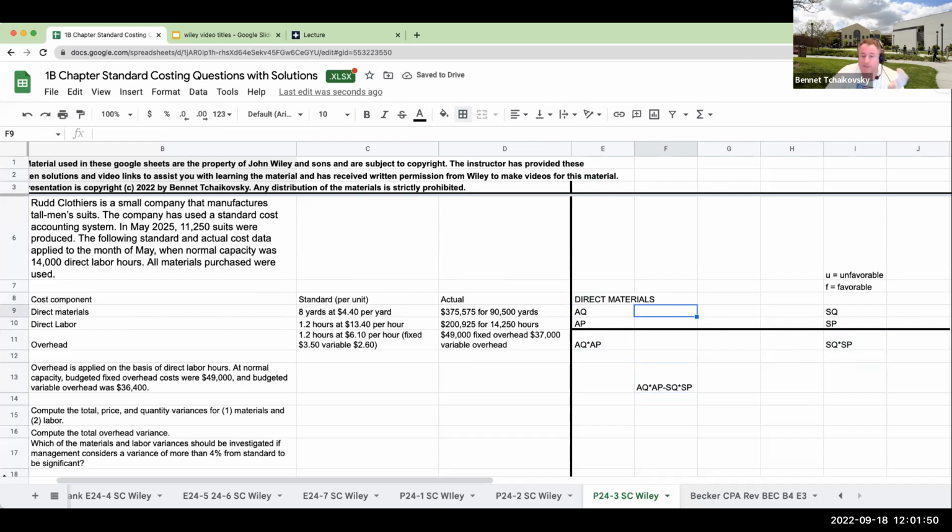My actual quantity for direct materials was 90,500 yards for a total of 375,575. So what is my middle value? What did I have to multiply 90,500 by to get to 375,575? I'm going to get $4.15 per yard. This number comes about from 375,575 divided by 90,500, which is equal to $4.15.